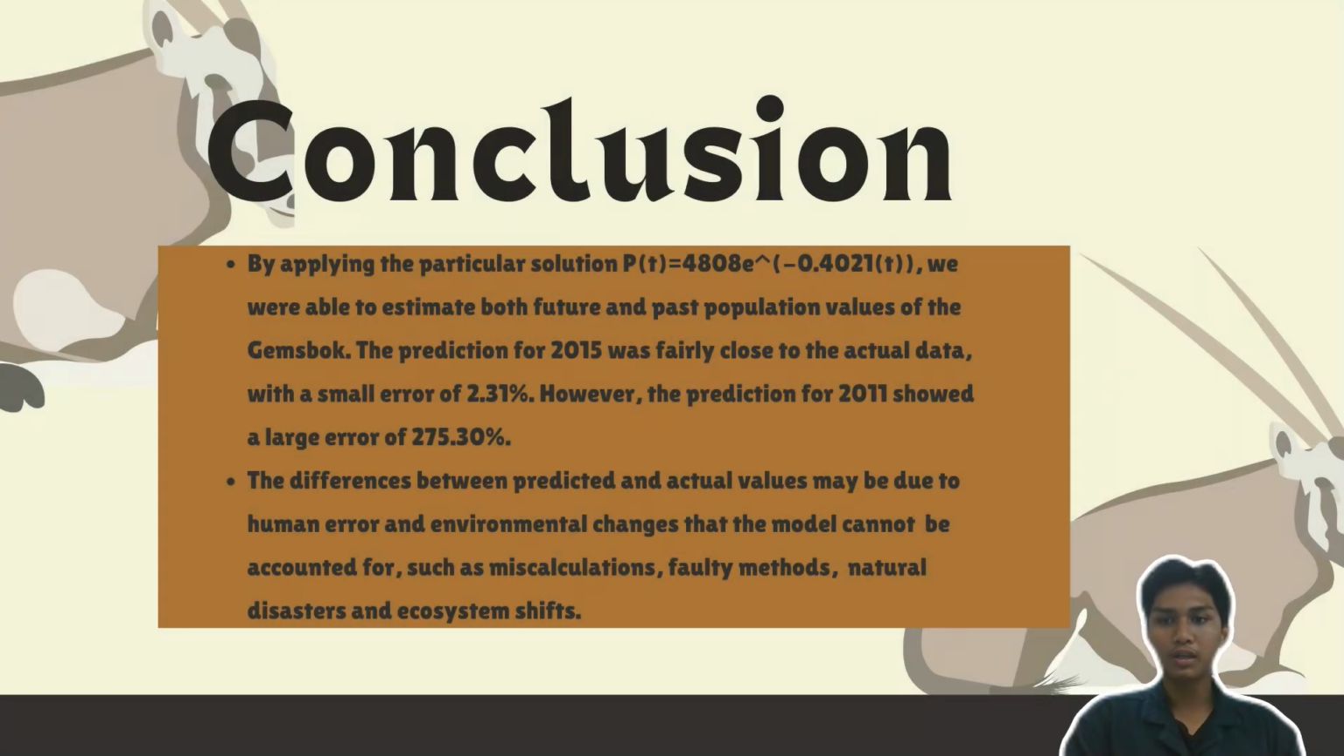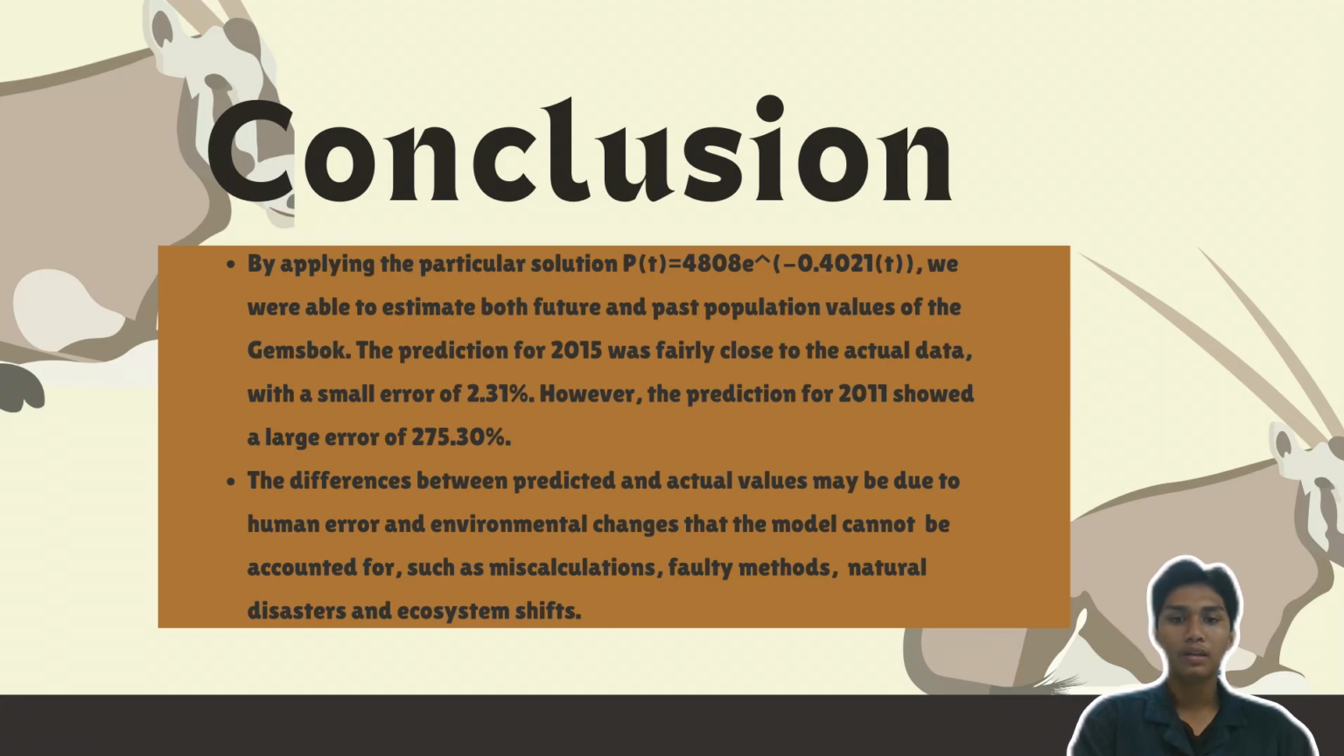So, in conclusion, by applying the particular solution that we got from the differential equations, we were able to estimate both future and past population values of the Gemsbok. And as you can see, the prediction for 2015 was fairly close to the actual data, with a small error of 2.31%. This shows that the model is accurate for future values.